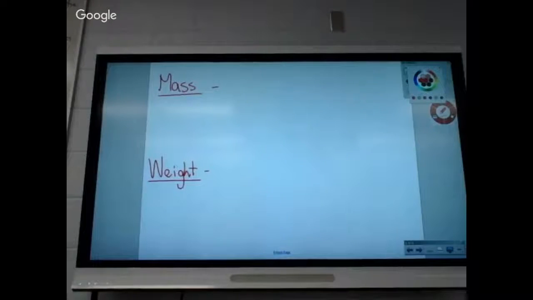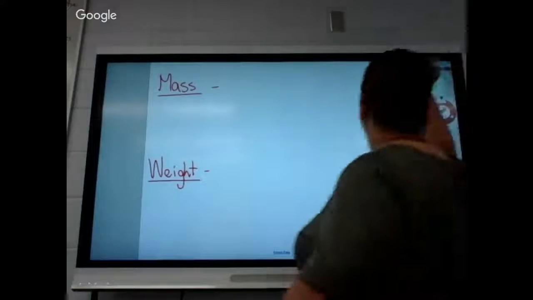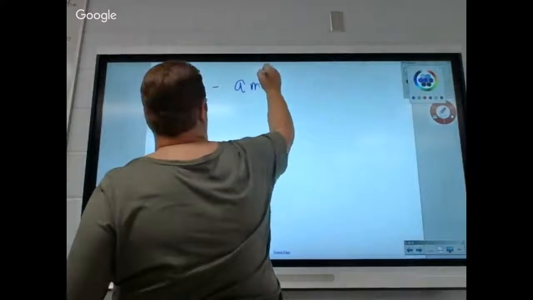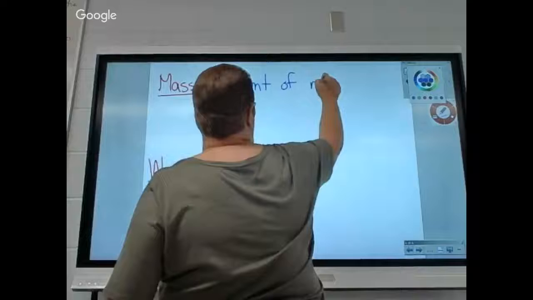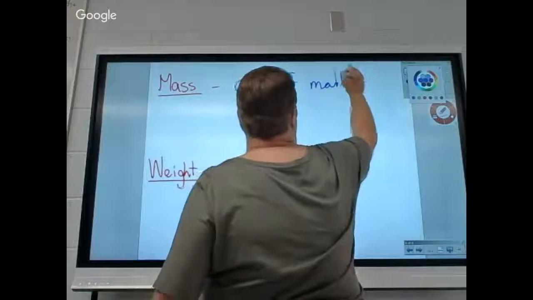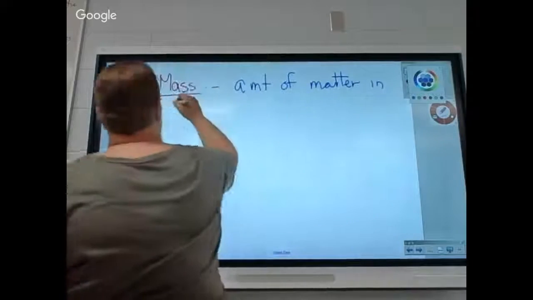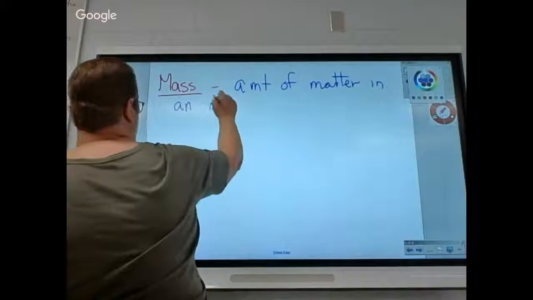Okay, you're going in the right place for gravity. Hold on, let's get careful. You're getting warm. You've got to change a word. Take out the density word, put in a different word. Matter, an object. Amount of what? Matter. There you go. All right, so it's the amount of matter in an object.